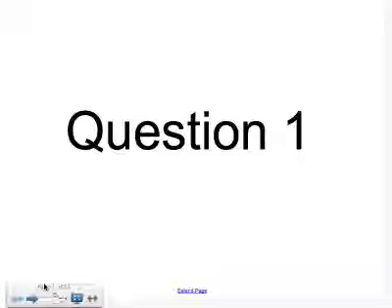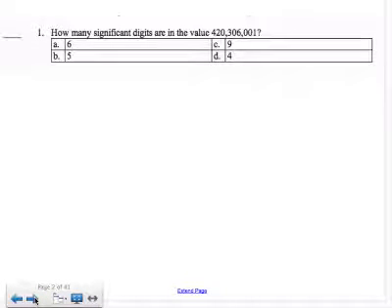This test, answer key review. The first question: how many significant digits are in the value 420,306,001?